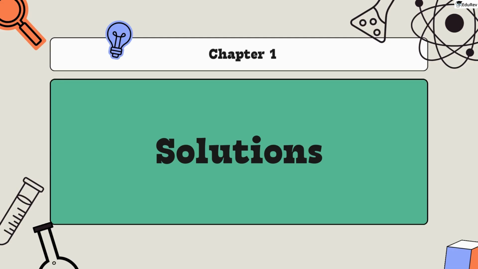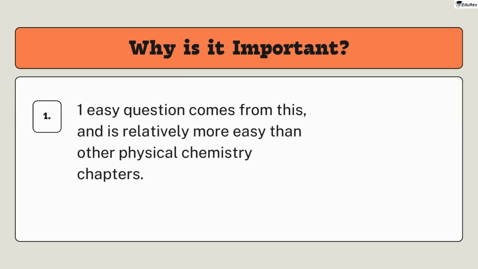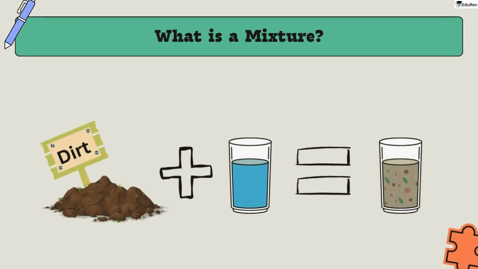Today, we are going to explore what solutions are and the different types that exist. This chapter is important for your JEE Mains as one easy question comes from this and is relatively more easy than other physical chemistry chapters. Let's start from the basics.